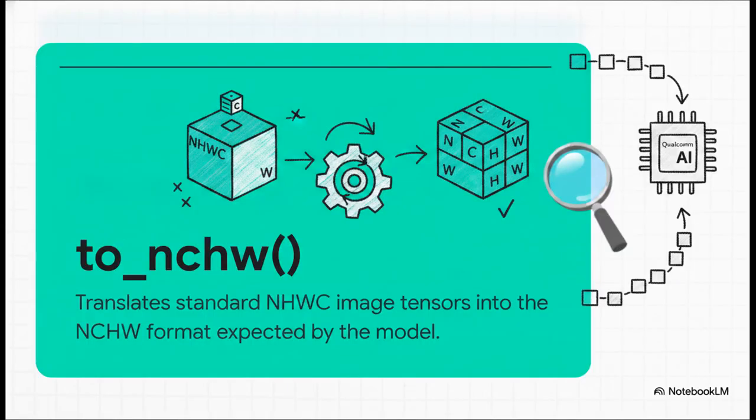Next up, we need to tackle a pretty crucial translation step to avoid those incredibly frustrating input shape errors. In computer vision, standard image tensors usually put the color channel last. That's the NHWC format. But our Qualcomm AI model expects NCHW, where the channel comes first. It's kind of like speaking two different dialects. So we just build a quick to NCHW function to act as our universal translator. Trust me, it saves us from a lot of headache-inducing shape mismatches down the line.